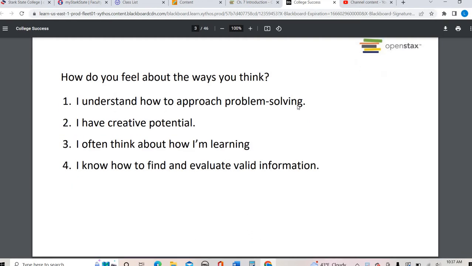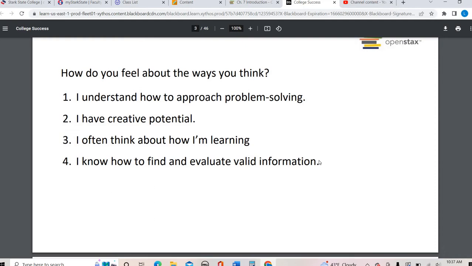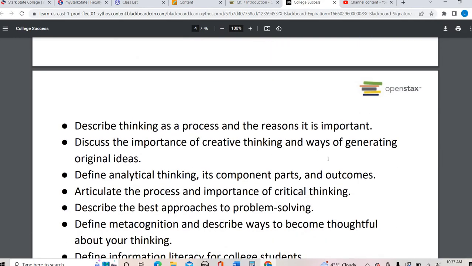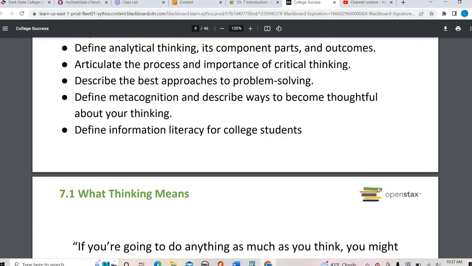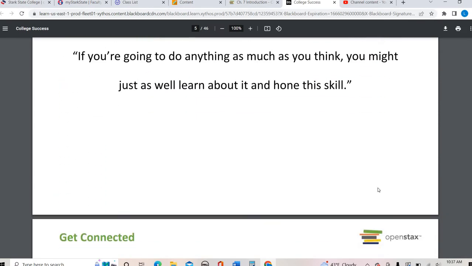And so here are your beginning of the chapter self check-in questions. Do you know how you go about your problem solving? Do you have creative thinking potential? Do you know how to evaluate information? So all of this is information that's going to be covered inside our chapter. So here are the objectives for the chapter. Again, all the different types and ways of thinking. So what do we mean when we say thinking?